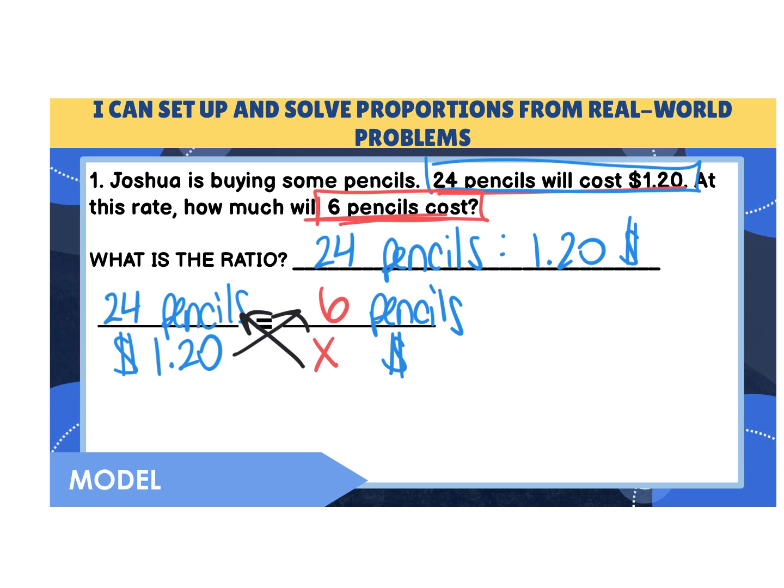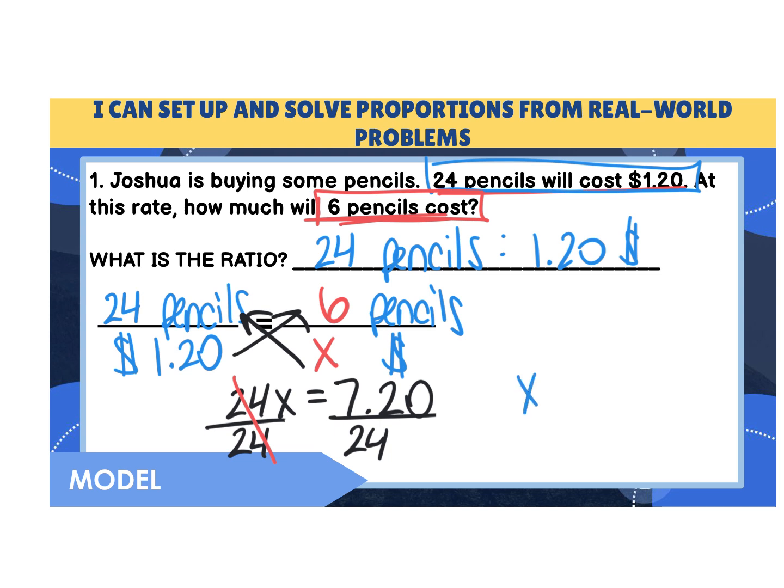So 24 times X would give us 24X. I'm going to skip a step by not writing out our parentheses. And then 6 times 120 would give us 720, or 7.2. I'm going to put 720 since it is money. And then we're going to divide both sides by 24. This side gives us X, that's why we do it. And then we're going to do 7.20 divided by 24, which will give us 0.3. But because it's money, let's add a 0 and make it 30 cents.